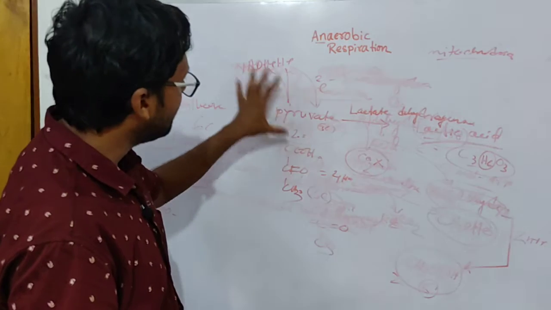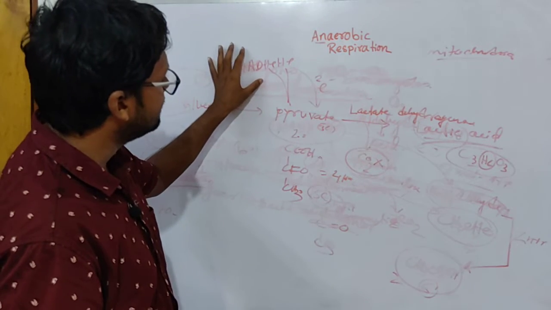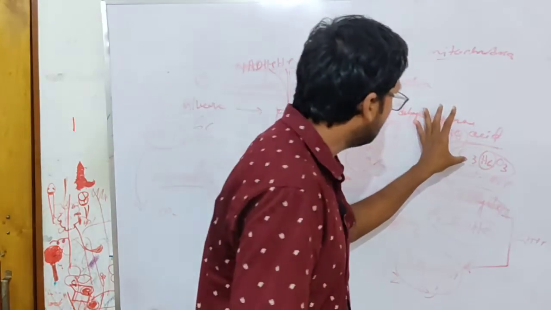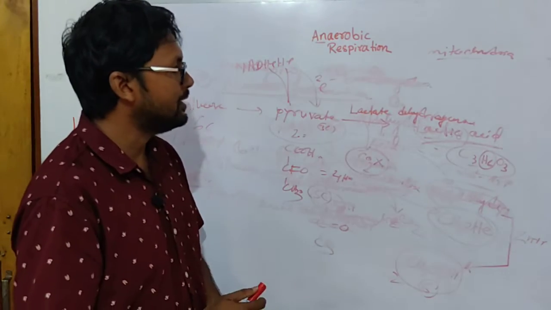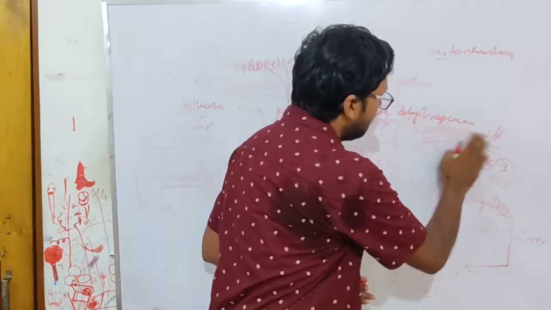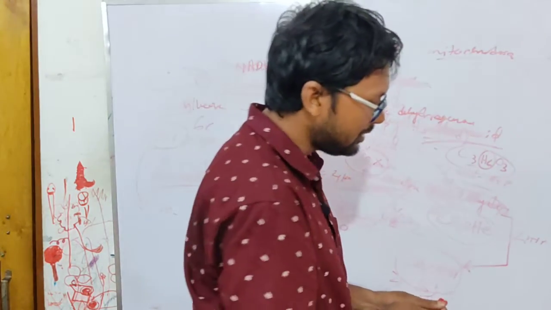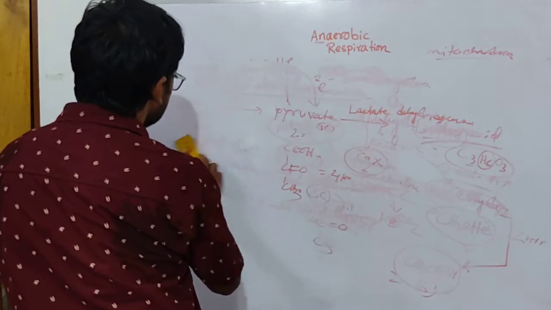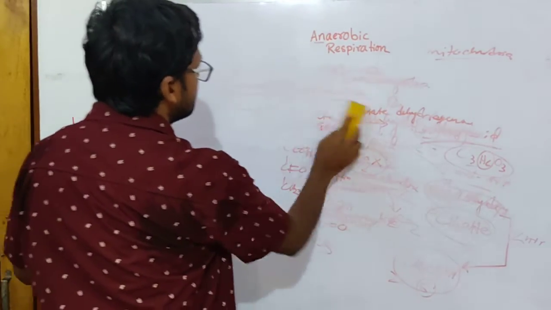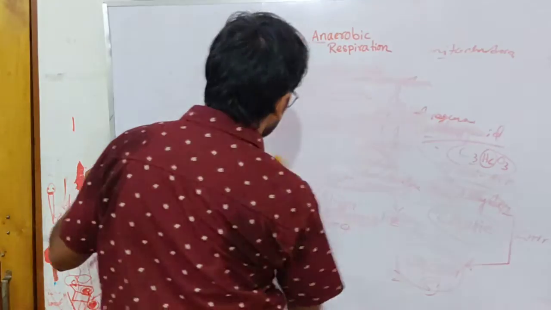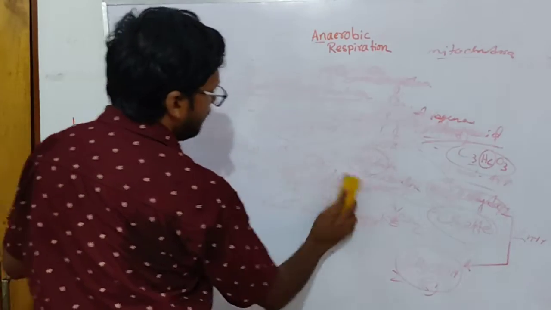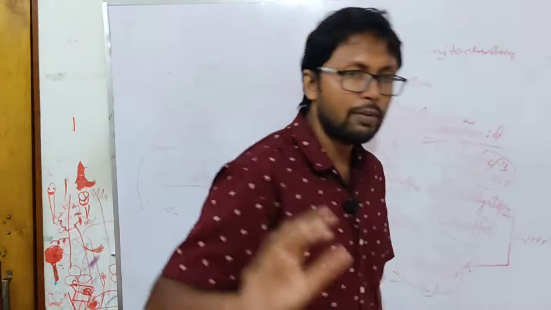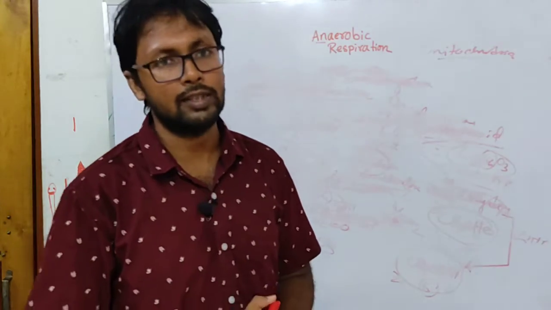ये क्या होता है, पायरुविक एसिड NADH से प्रोटॉन और इलेक्ट्रॉन को लिया और उसके बाद क्या हुआ, लैक्टिक एसिड फॉर्मेशन हुआ. So this is a very important step. Another important thing is that now this is the anaerobic respiration. Now lactic acid fermentation is very common in our muscle cell also.